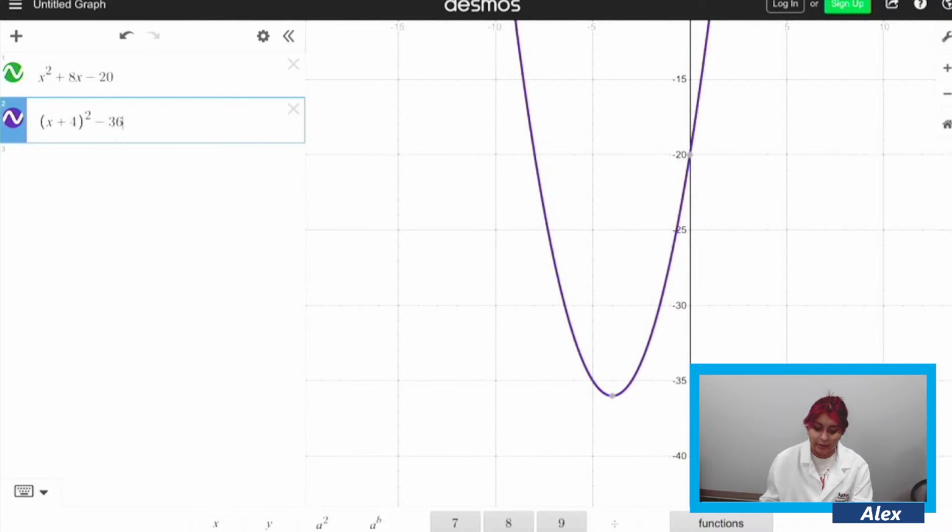Desmos graphs us our equation in standard form, but using vertex form, you could graph this parabola yourself by plotting the vertex at -4 and -36, and then plugging in different numbers and then extrapolating from there where the rest of the curve should be.